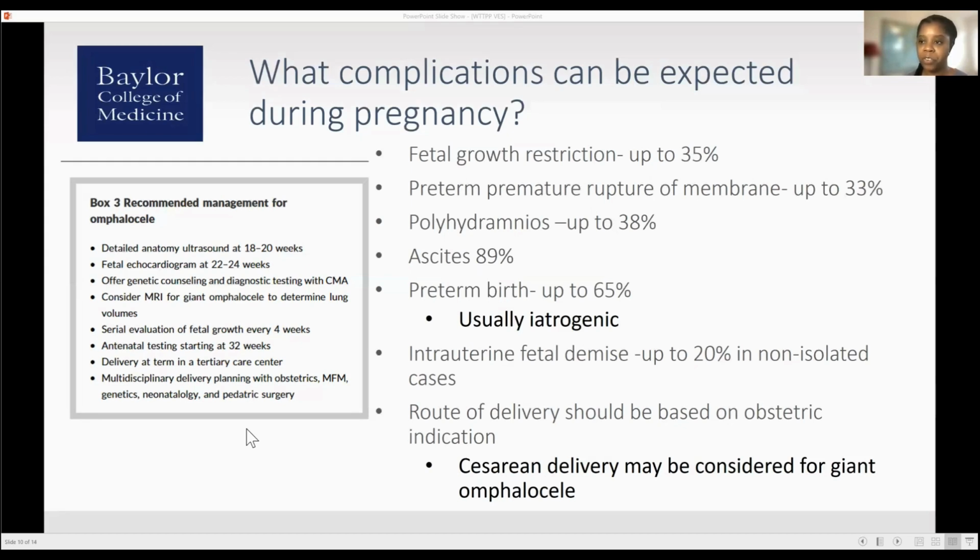Also looking at serial growth evaluations given the risk of fetal growth restriction, antenatal testing starting about 32 weeks, secondary to the increased risk for fetal demise, and then trying to have delivery as close to term as possible, and delivering early based on obstetric indications, not solely the omphalocele, given the increased morbidity that prematurity will add to these infants that will already have a complex postnatal course. And then, of course, having a multidisciplinary team to plan out the pre and postnatal course for these infants.